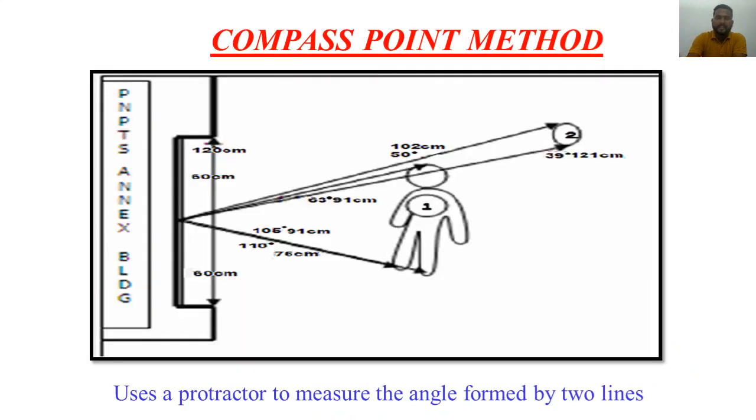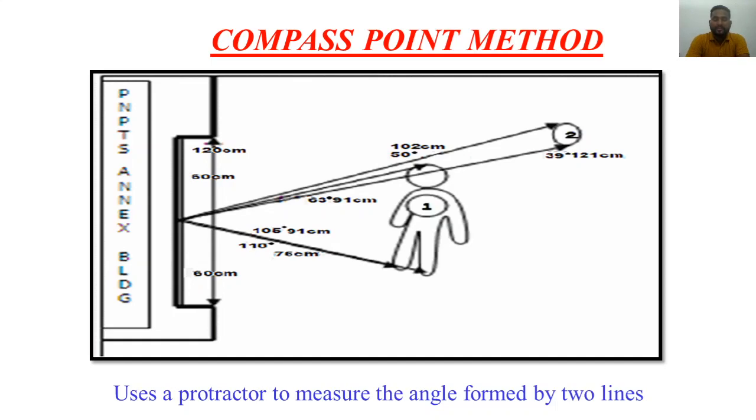The next is the compass point method, or we can also call it the polar coordinate method, and it is more appropriate for outdoor scenes in which only a single fixed or reference point is present. As you can see, there is a single fixed point. Then it measures both the distance and direction, that is the angle, of an object from a known reference point. So here the angle as well as the distances are being measured.